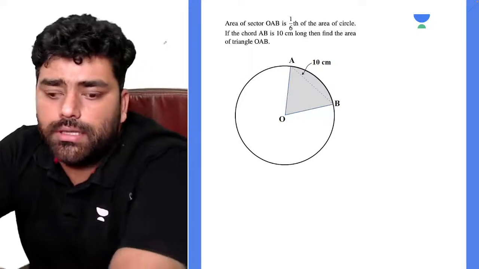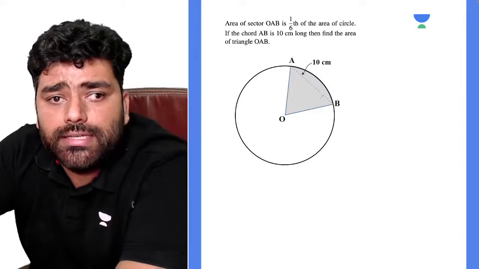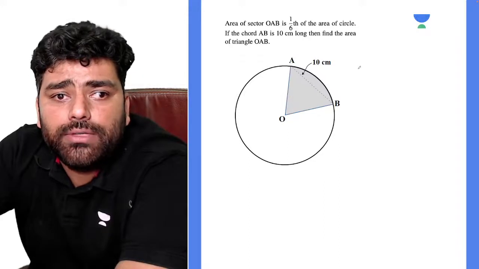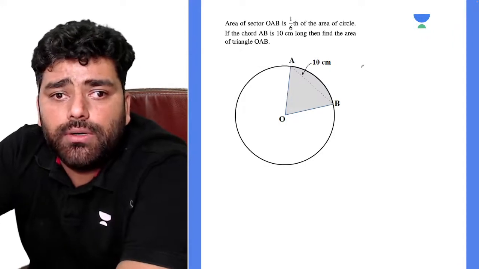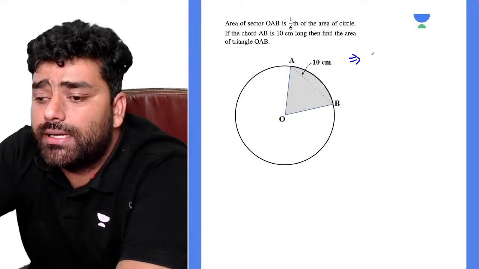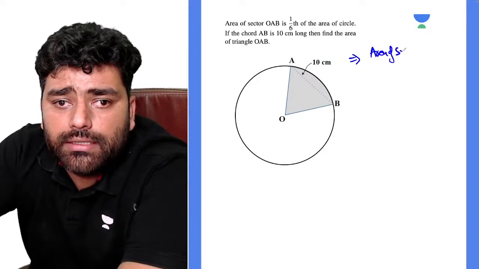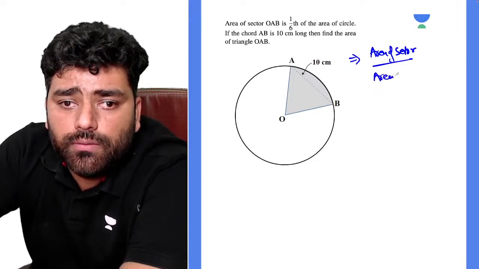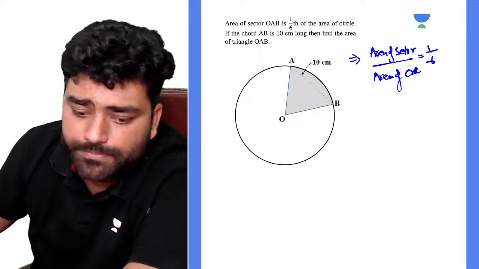Okay, so let's see this now. What is given to us? The area of sector OAB, or area of this sector, is 1/6 of the area of the circle. And the chord AB is equal to 10. Then find the area of the triangle OAB. Okay, very good. So write down the key information there, guys. So what we know is the area of the sector is 1/6 of the area of the circle, right? So area of sector divided by area of circle is equal to 1 by 6, right guys?